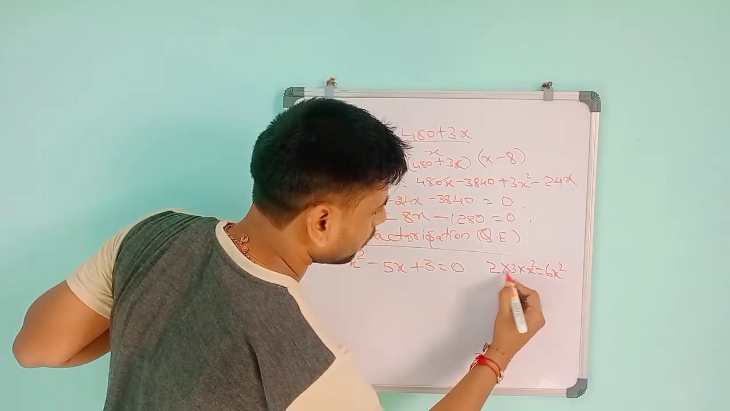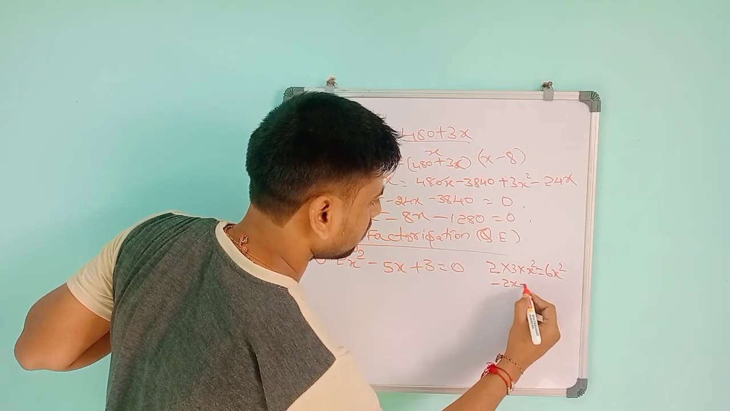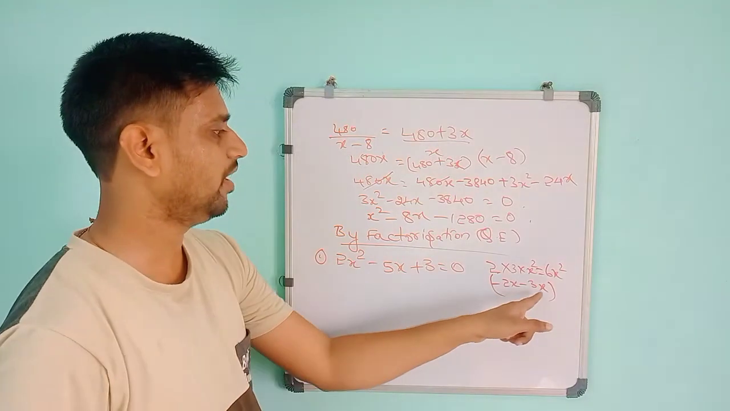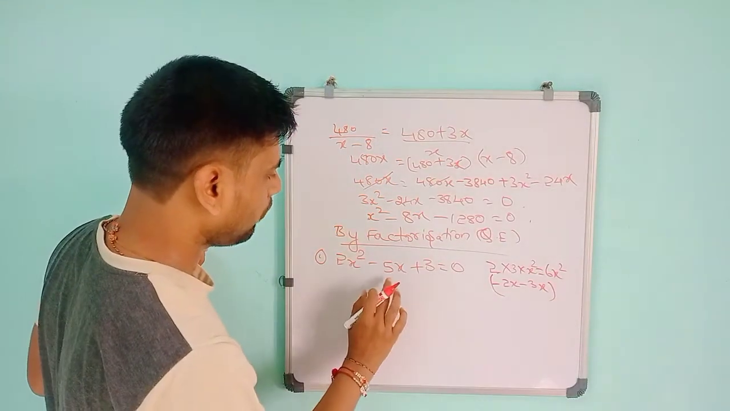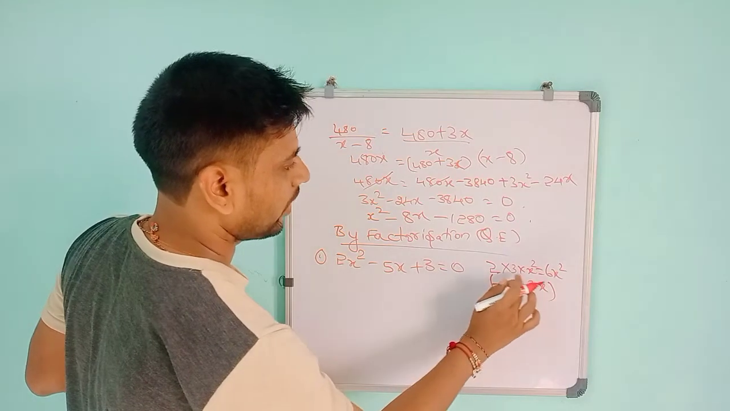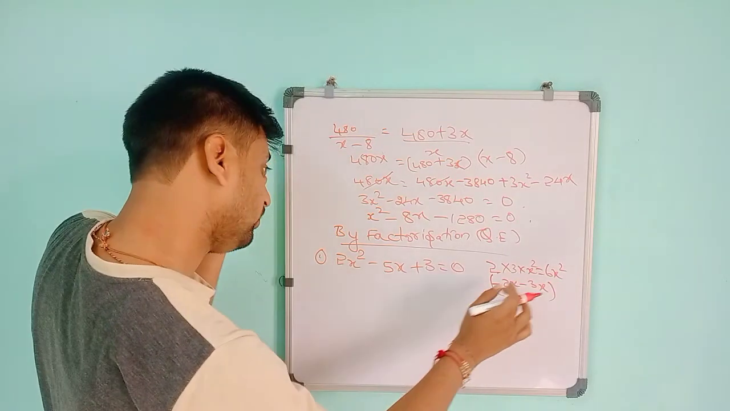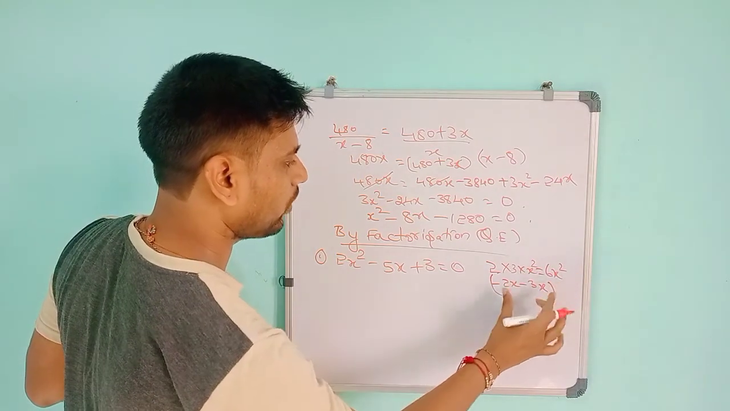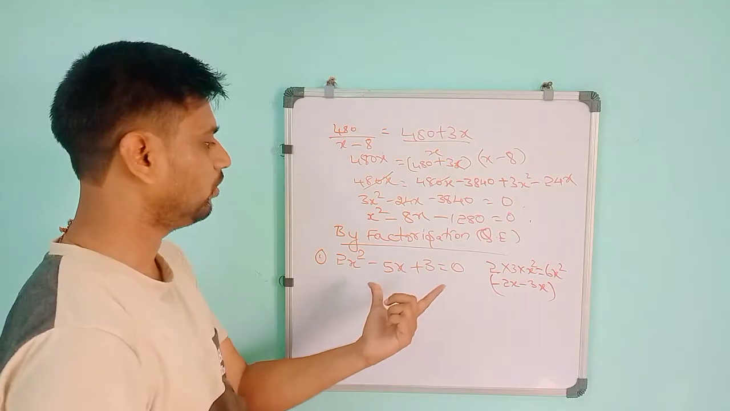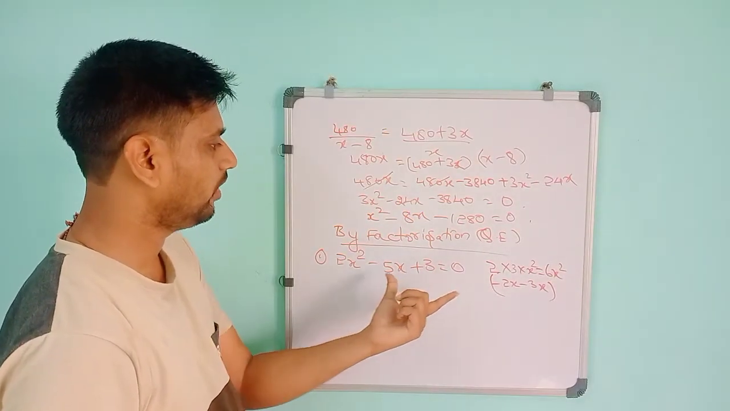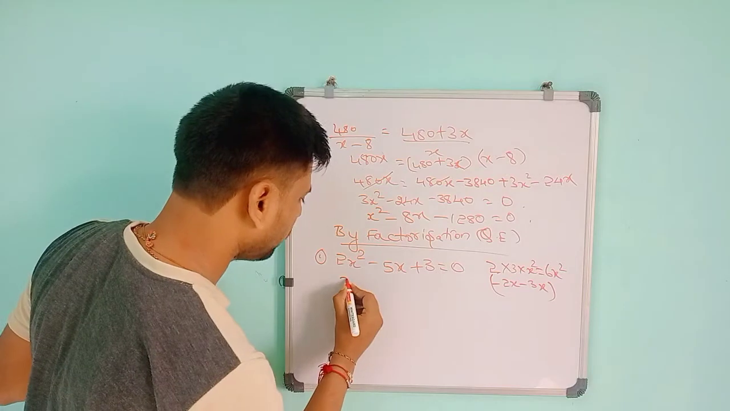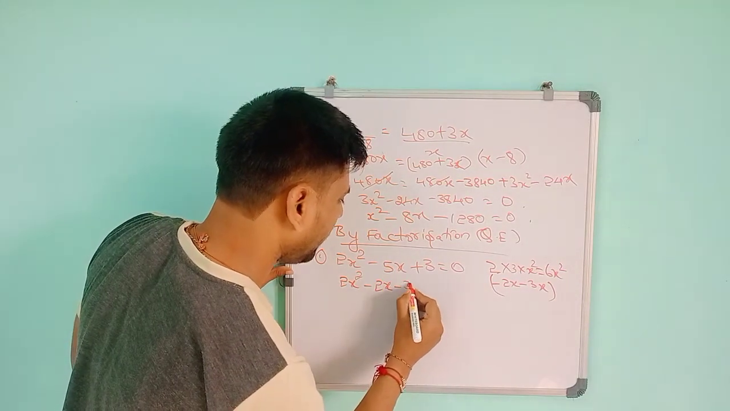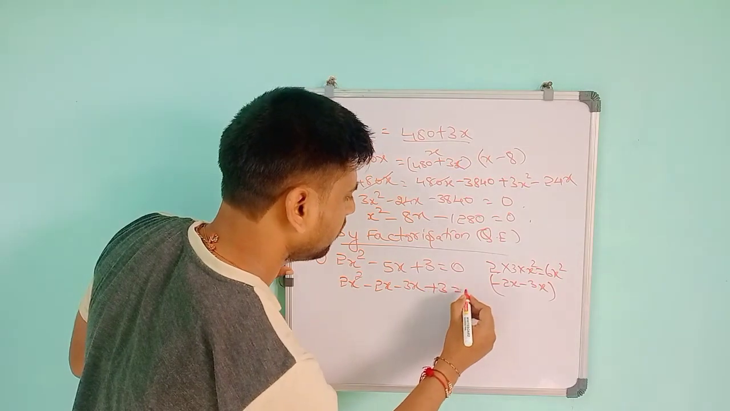So how can we add it? 2 and 3 are there, no? So you can take minus 2x minus 3x. You have to take those terms only. Minus 2x minus 3x is minus 5x, and minus 2x into minus 3x is plus 6x square. So the product is 6x square and the sum is minus 5x, then only it will satisfy the condition. So 2x square minus 5x we can split as minus 2x minus 3x, and plus 3 as it is, equal to 0.